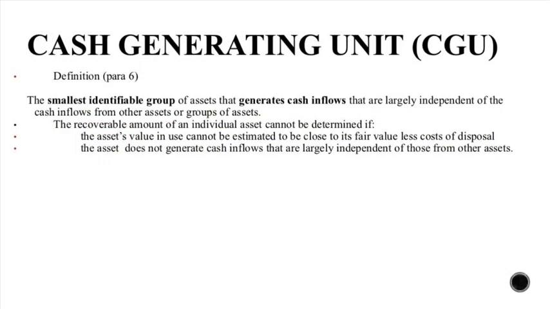Cash-generating unit: the smallest identifiable group of assets that generates cash inflows that are largely independent of the cash inflows from other assets or groups of assets. The recoverable amount of an individual asset cannot be determined if the asset's value in use cannot be estimated to be close to its fair value less cost of disposal, and the asset does not generate cash inflows that are largely independent of those from other assets.